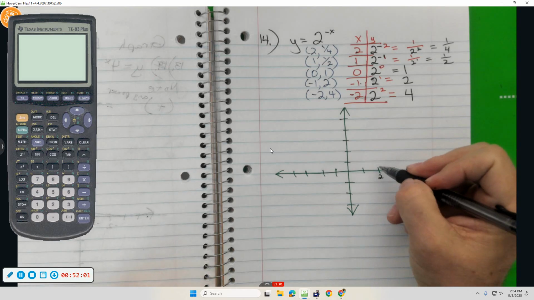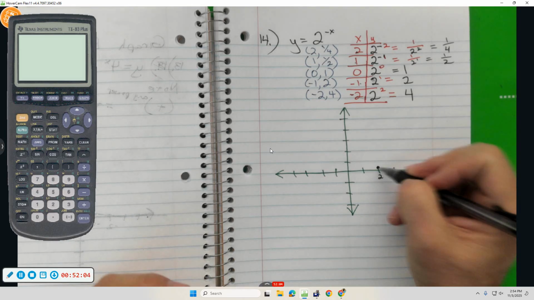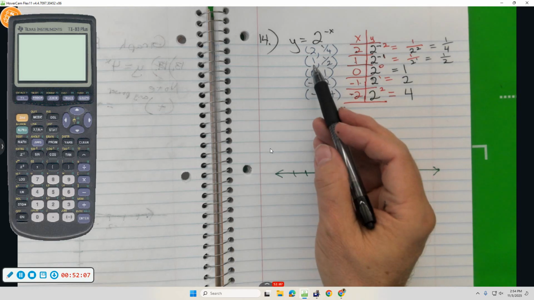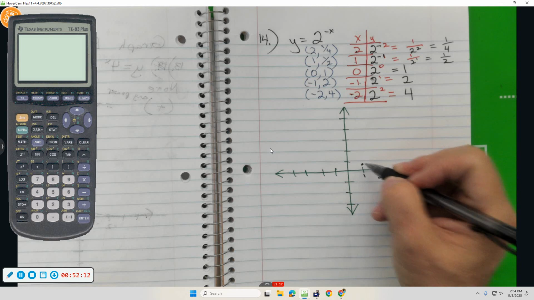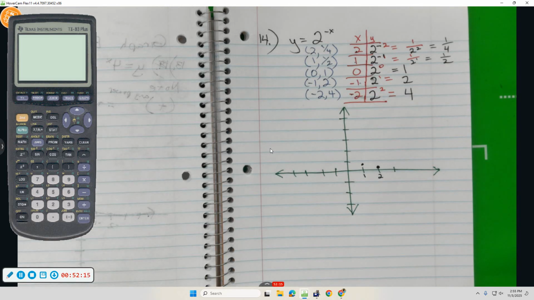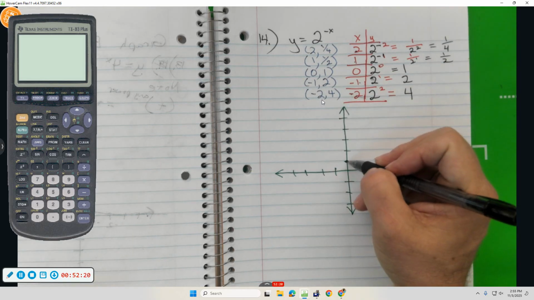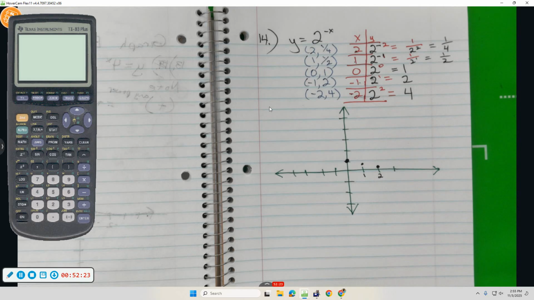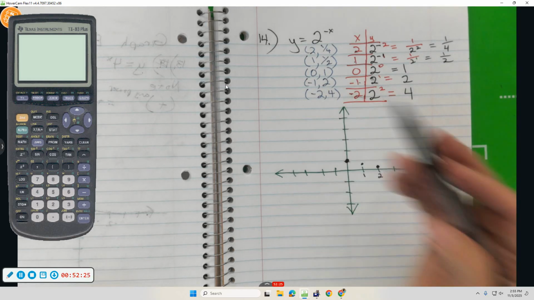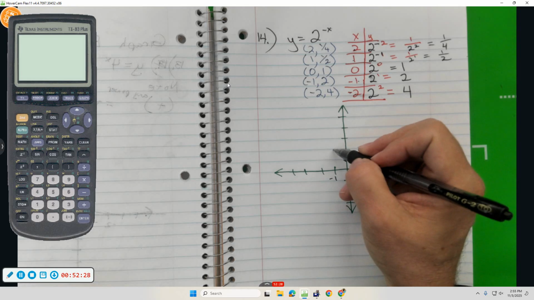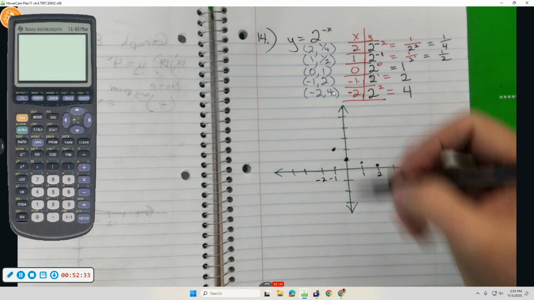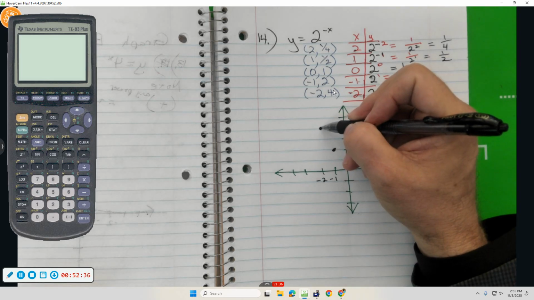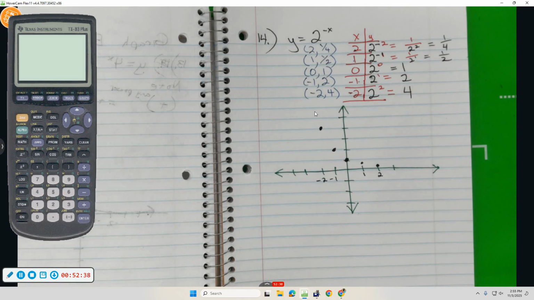Right 2, up 1/4, that's right out there. Then right 1, up 1/2. So we're just barely moving up a little bit. That's midway between 0 and 1. That looks like 1/2 to me. And then 0, 1. Negative 1, we're going up 2 units. Negative 2, we're going up 4 units. Do y'all see the pattern?